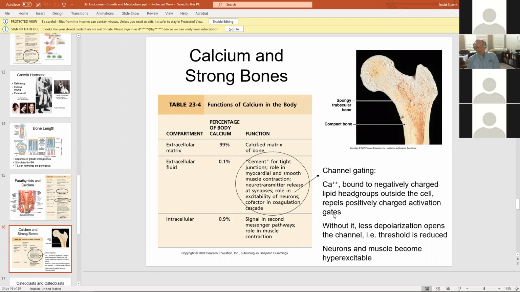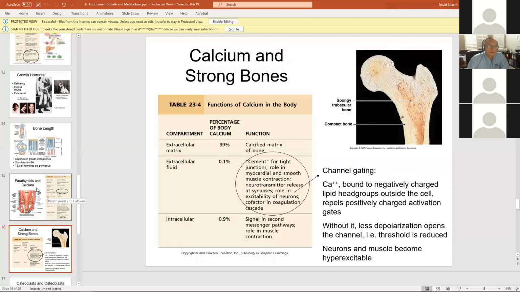Also, remember how it was a cofactor in the coagulation cascade? What if it were too low? You would have no cascade, so you could easily bleed to death if you're wounded. So there are lots of different things that calcium does, and it's got to be maintained at pretty close to 2 millimolar in the extracellular fluid.